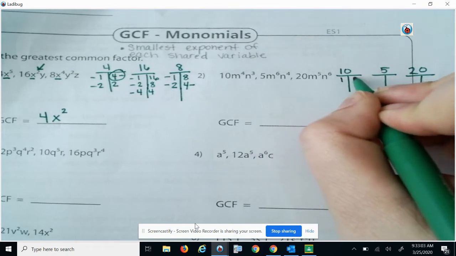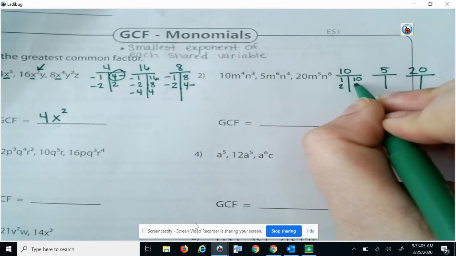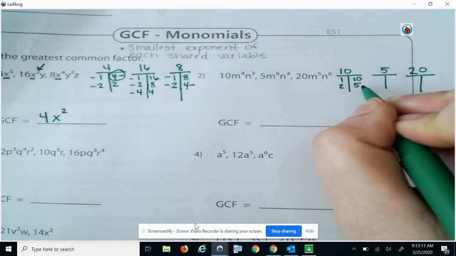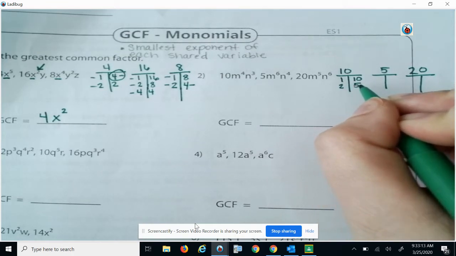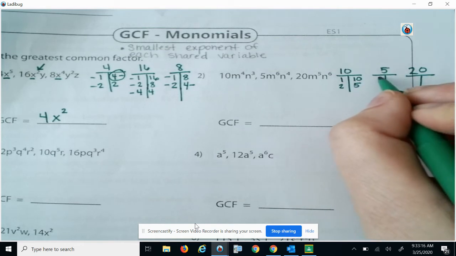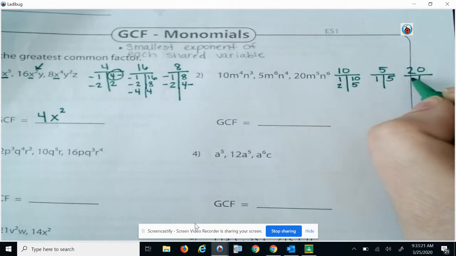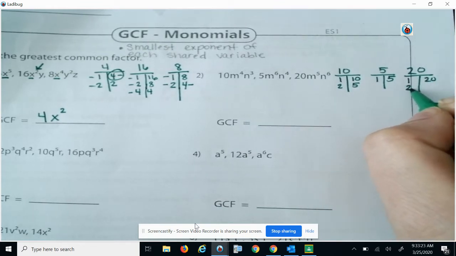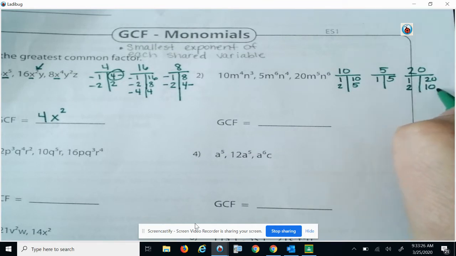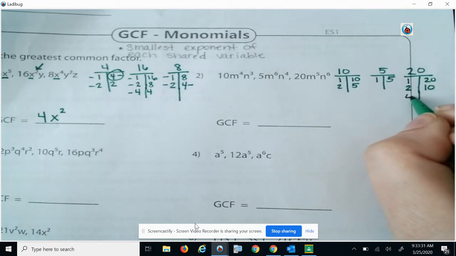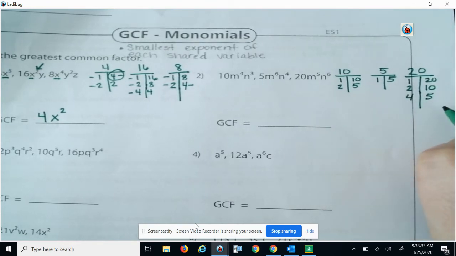Okay, so 10, we have 1 and 10. 2 times 5 is 10. 3 gives you a decimal. 4 gives you a decimal. That gets us to 5, which is on the table already. So we're done. 5 is just 1 times 5, prime number, so that's it. 20, 1 times 20. 2, 20 divided by 2 is 10. 3 is going to give you a decimal. 20 divided by 4 is 5. And then 5 is our next number, which is already there, so we're done and we can stop.